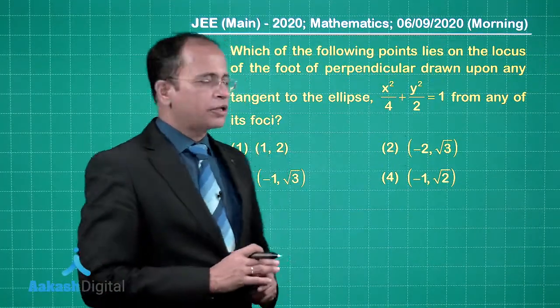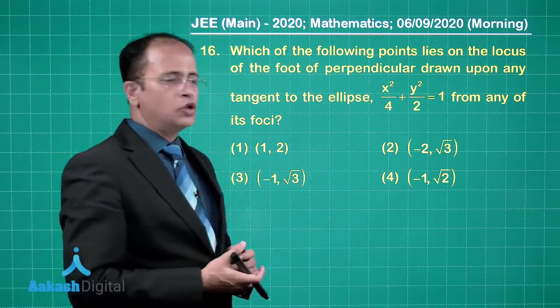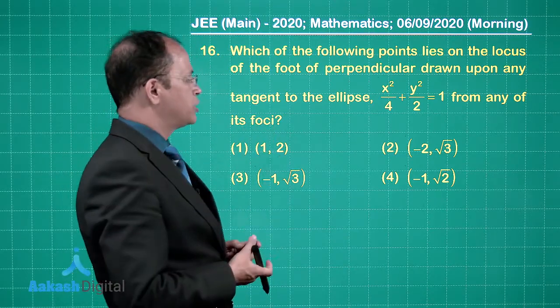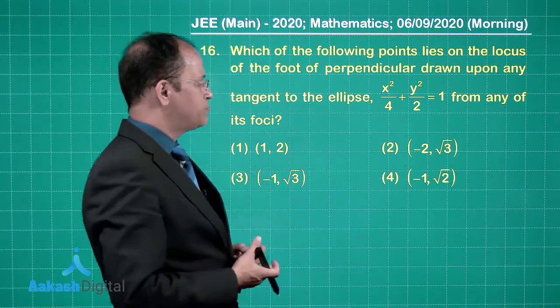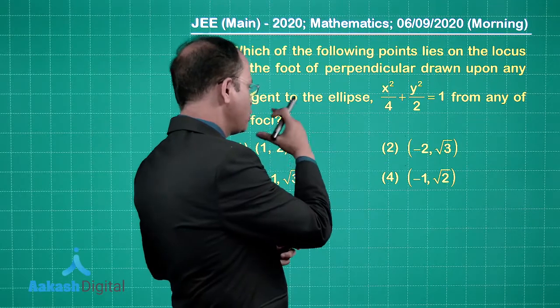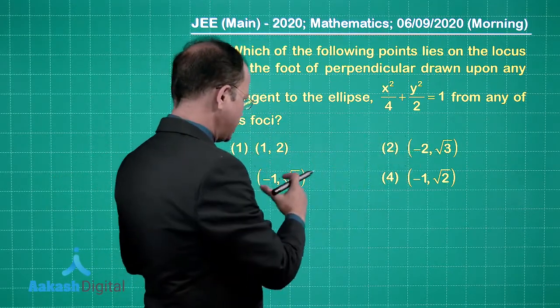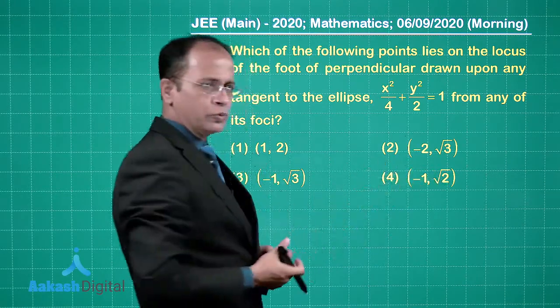Now friends, let's talk about question number 16. Which of the following points lies on the locus of the foot of the perpendicular drawn upon any tangent to the ellipse x square by 4 plus y square by 2 is equal to 1 from any of the foci? The options are 1 comma 2, minus 2 comma root 3, minus 1 comma root 3, minus 1 comma root 2.